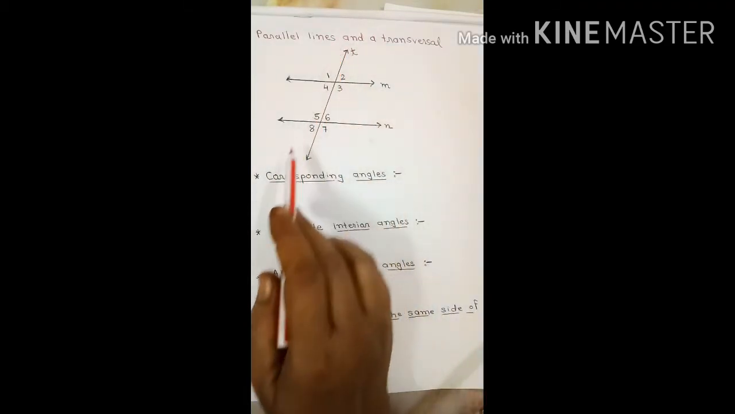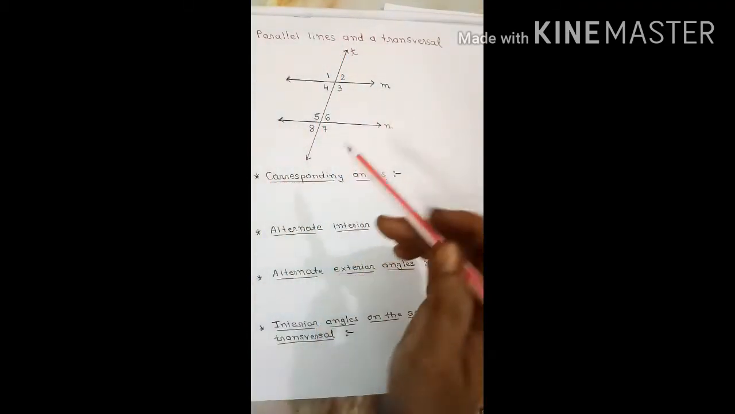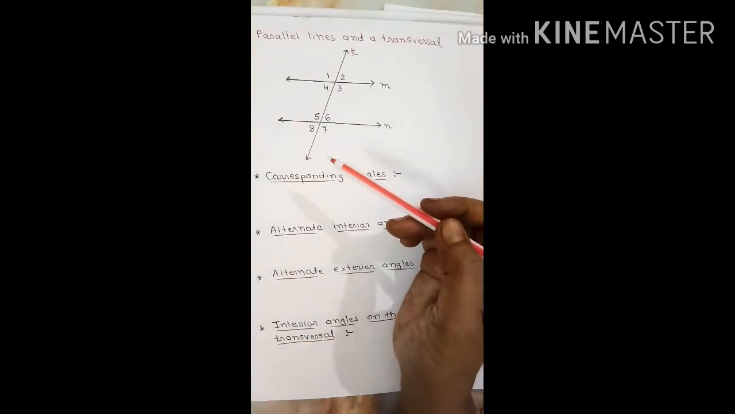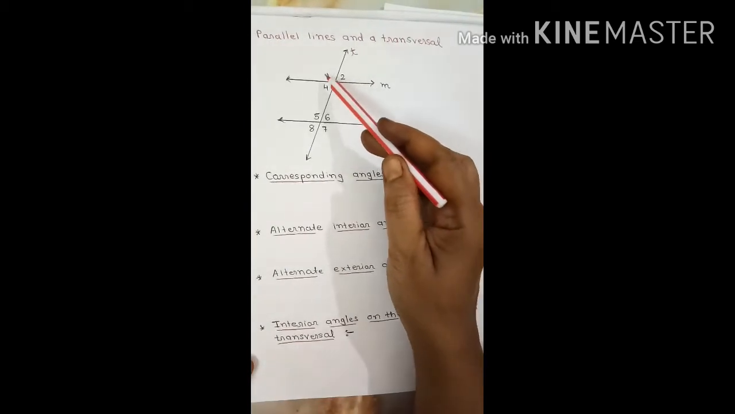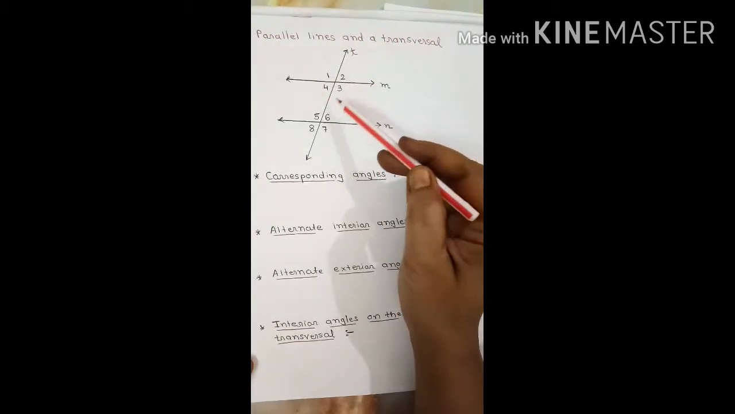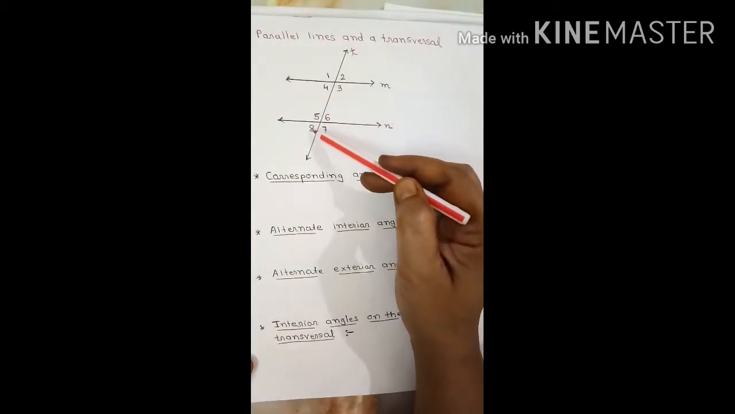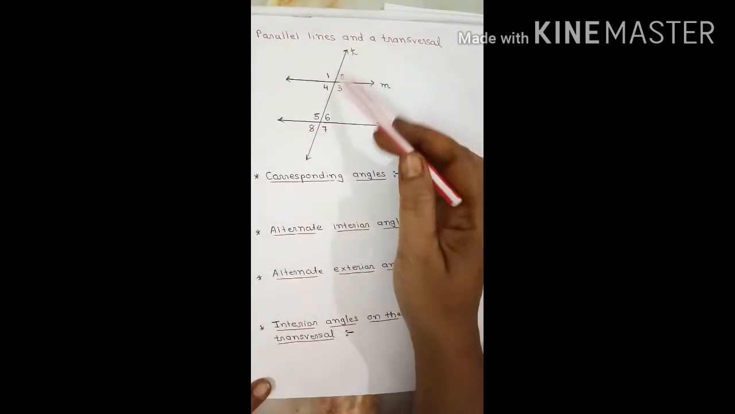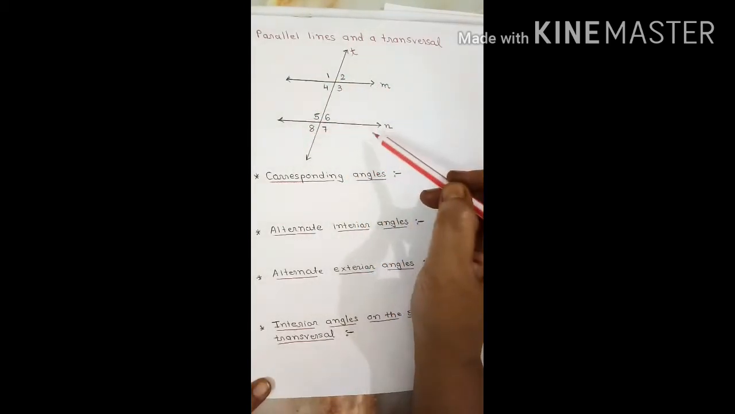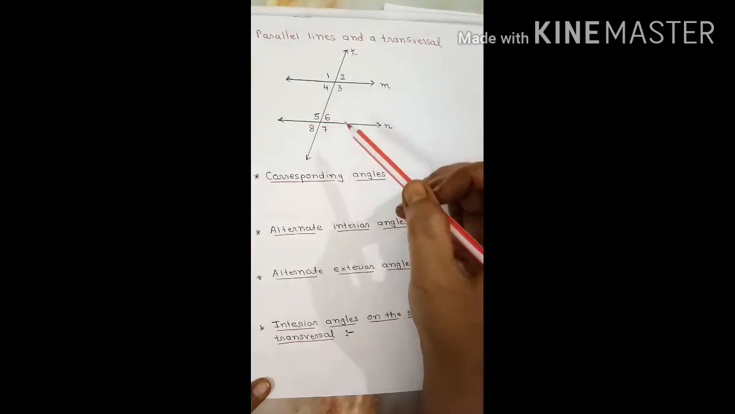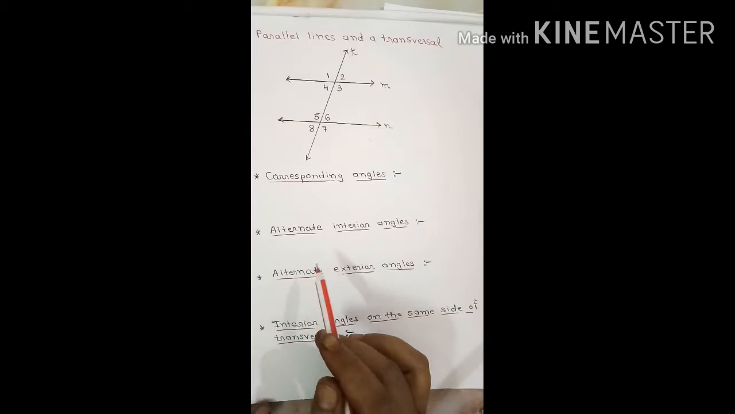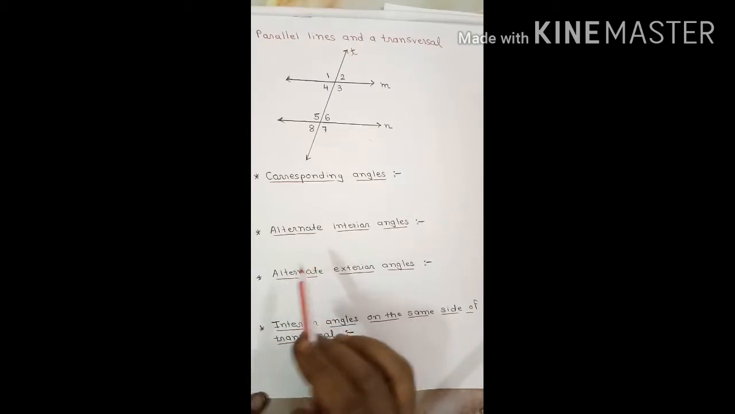Now whenever a transversal intersects two lines, there is a formation of 8 angles. You can see here, I have marked them 1, 2, 3, 4, 5, 6, 7 and 8. So whenever a transversal intersects two parallel lines, there is a formation of 8 angles. Now there are some special angles formed in such a case.